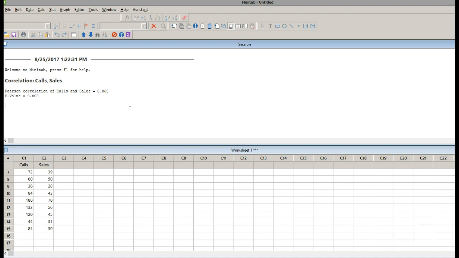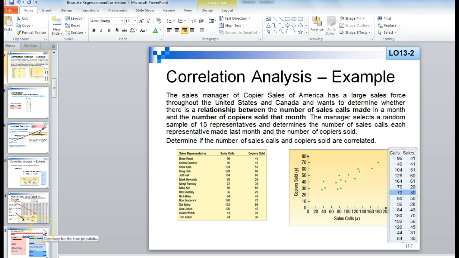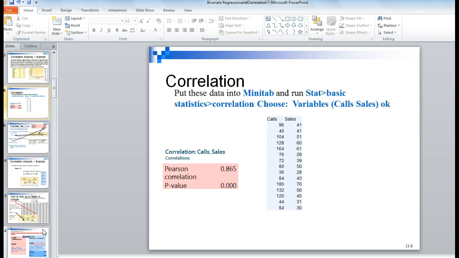So statisticians have helped us out here. They allow us to do a hypothesis test to see how the sample correlation coefficient is related to the true population correlation coefficient. So this is what we just did. We put these data into Minitab, and then we ran Stat, Basic Statistics, Correlation. And then I chose calls and sales as the variables. And I said okay. And this is my output, Pearson correlation and a p-value.